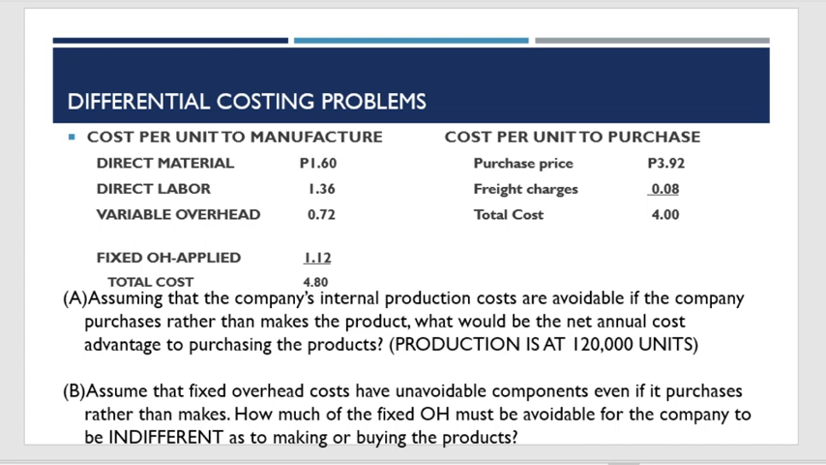So, ang tinatanong niya dito ay, magkano dapat yung avoidable fixed overhead para maging indifferent ka? Yung hindi mo alam kung anong pipiliin mo, whether you manufacture or whether you purchase the part or the material. Since the cost of purchasing the material is at 4 pesos, yun ang magiging basis mo dyan, 4 pesos.